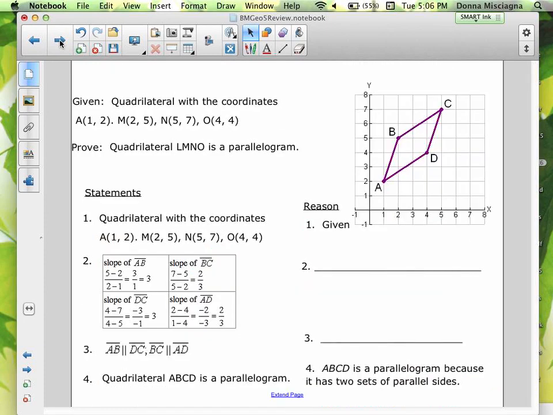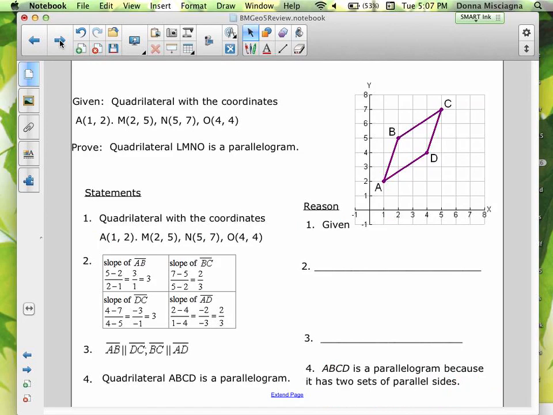All right, so now let's look at this proof. So this proof's also in your notes. We're going to do one more proof. All right, so we're given a quadrilateral with the coordinates A at 1, 2, M at 2, 5, N at 5, 7, and O at 4, 4. And we always start with our given information. And then from there, we can use any of our formulas to show that quadrilateral LMNO is a parallelogram.